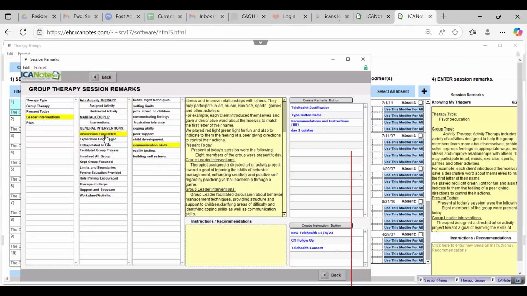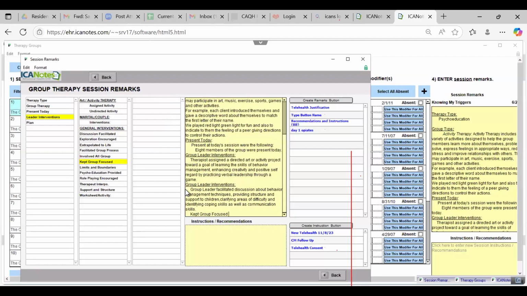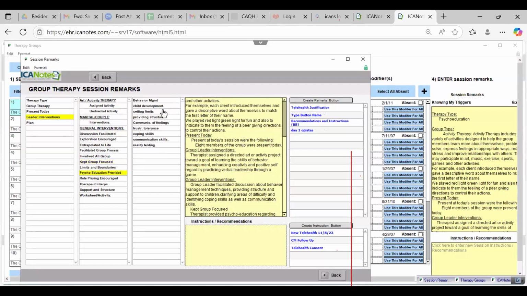All right. So I finished my general intervention. Like Ms. Murray said, we can do a couple more. So we of course had a discussion, and I kept my group focused. And that just goes in, kept group focus. And also, since we had psychoeducation as our group name, psychoeducation was provided. And our main thing was setting limits when we're talking about our triggers. So setting limits.